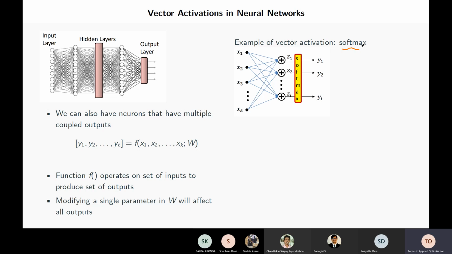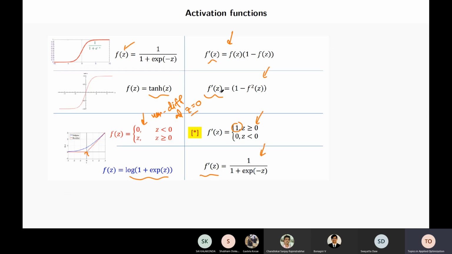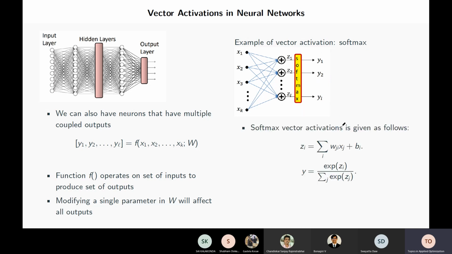So an example of vector activation is the so-called softmax. In the softmax, the output after that activation function is y1 to yl. If we go back and see the previous activation functions, they are real valued. Okay, so this is 1 over 1 plus exponential of z. The output is real here. So this is a single output activation function, but what we are talking about now is vector output. This is a kind of activation function that produces vector output. So softmax in particular is defined like this.